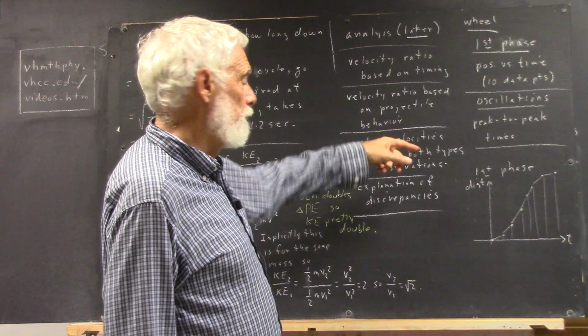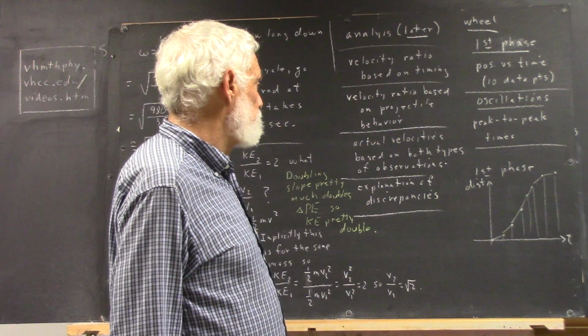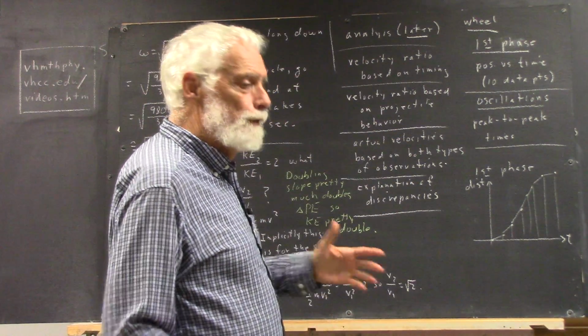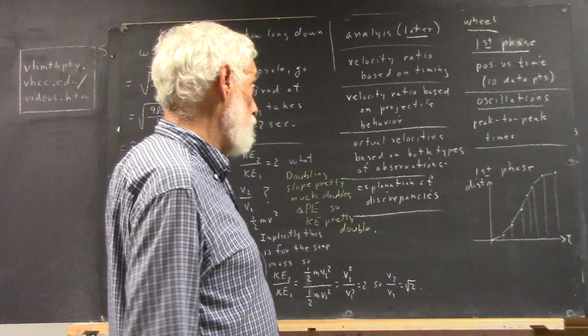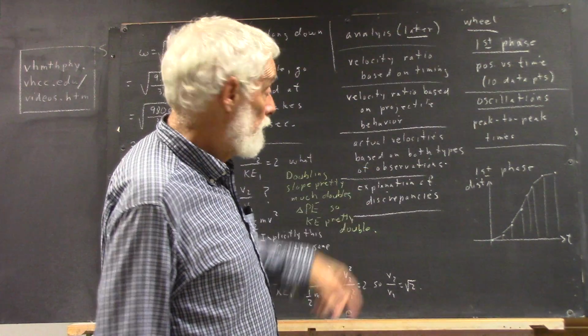And I guess by actual velocities, I mean you just calculate the velocities as opposed to the ratios of the velocities. I understand what I meant now. Okay?